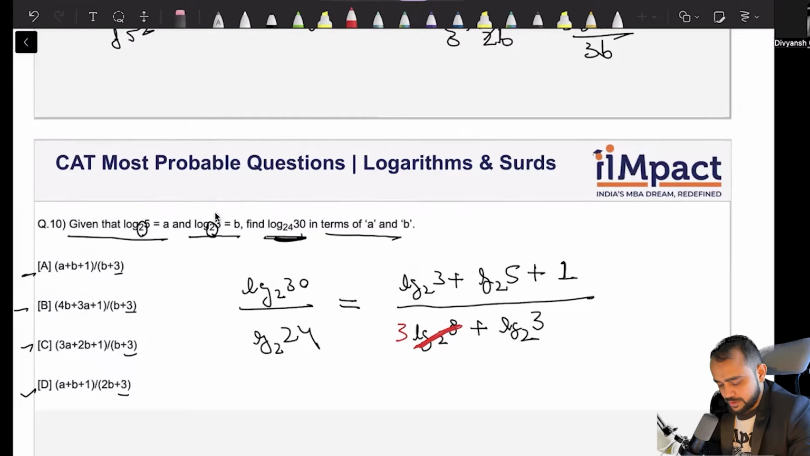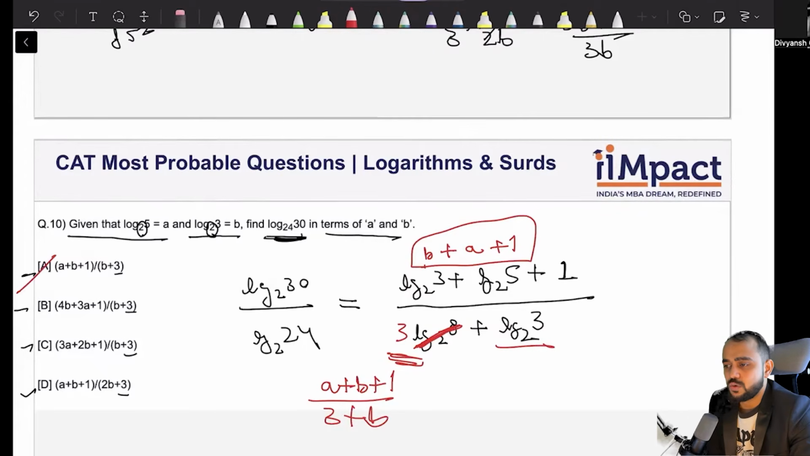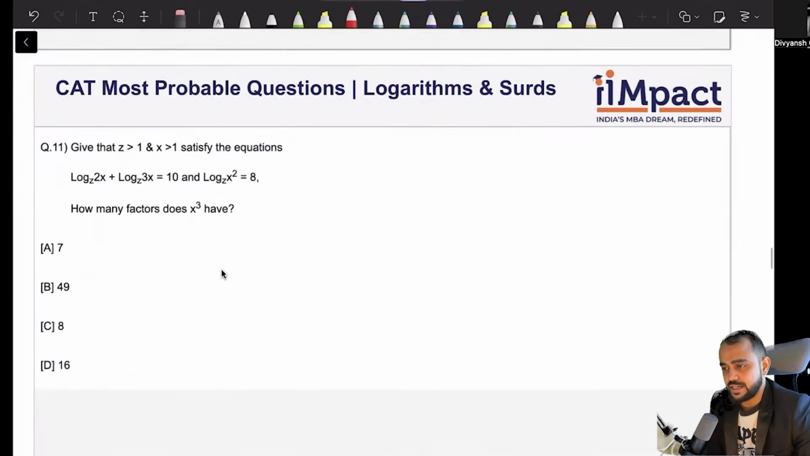Now log 3 base 2 is given to me as B. Log 5 base 2 is given to me as A. So the numerator is going to be B plus A plus 1, and the denominator is going to be 3 plus log 3 base 2, which is B. So A plus B plus 1 divided by 3 plus B is going to be my answer, which is option number 1. So the answer for question number 10 is going to be option A. Alright, let's move ahead.